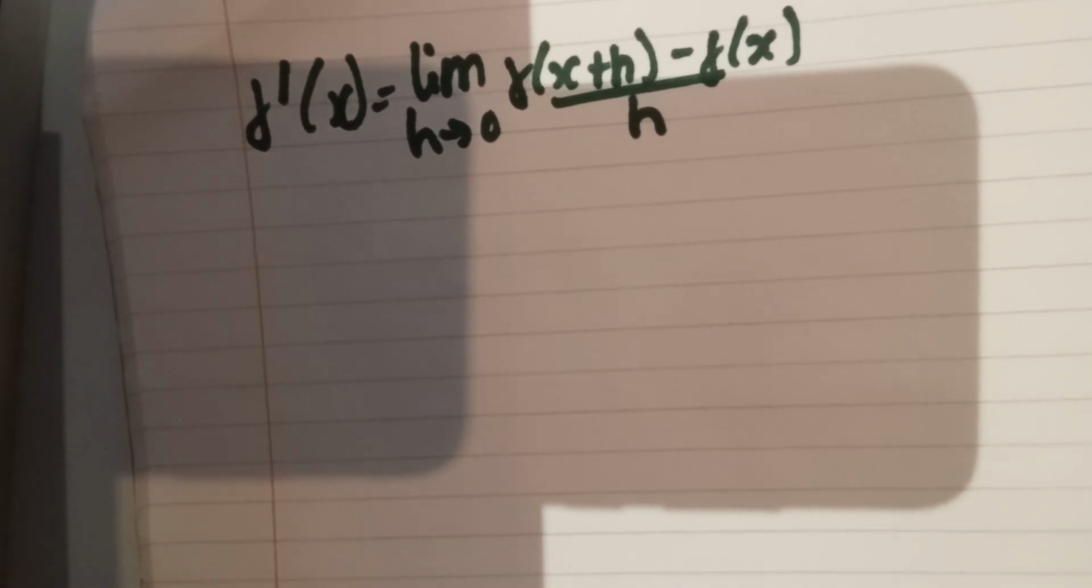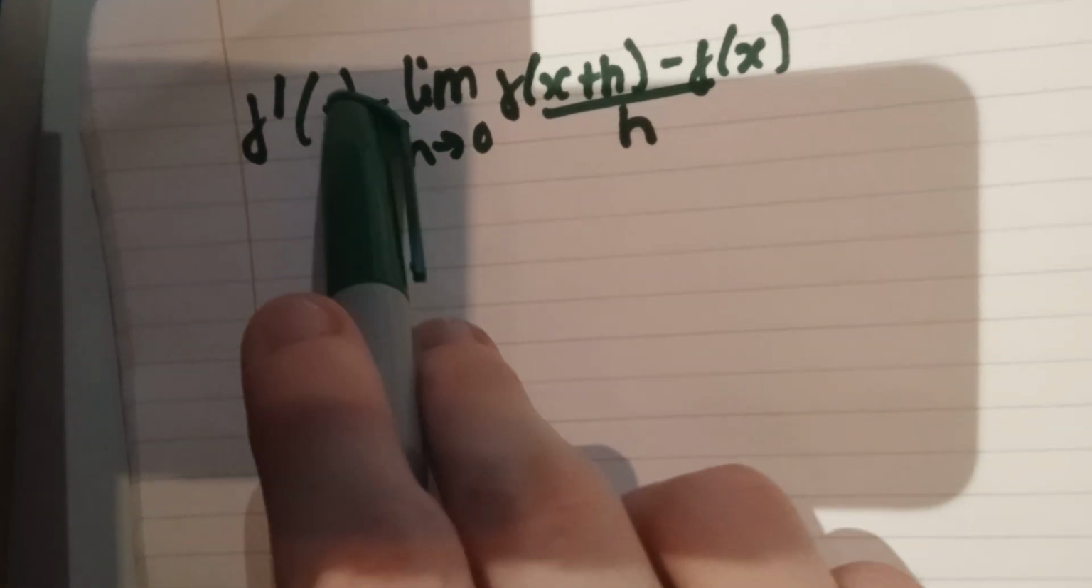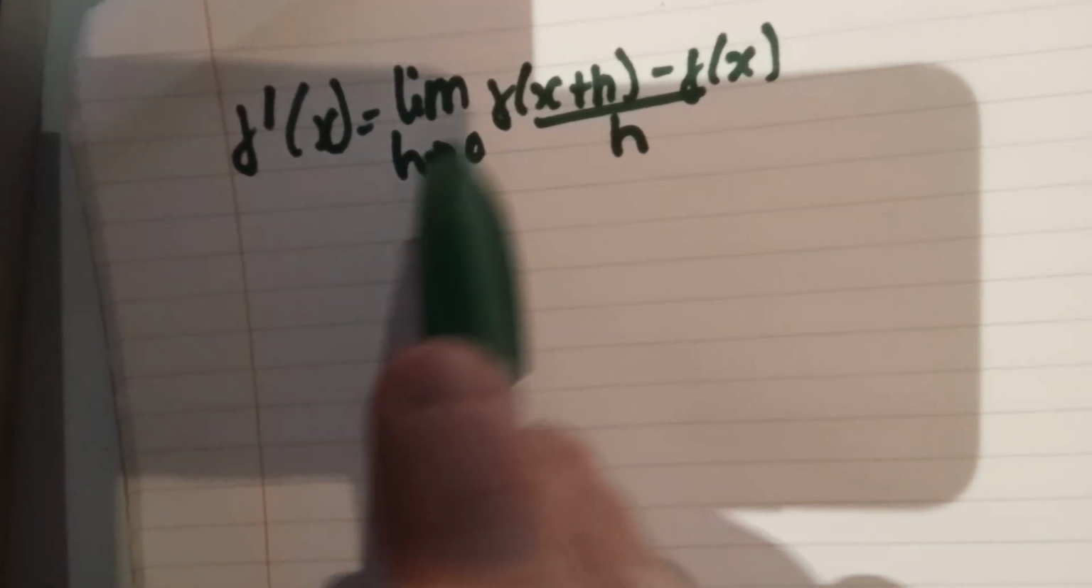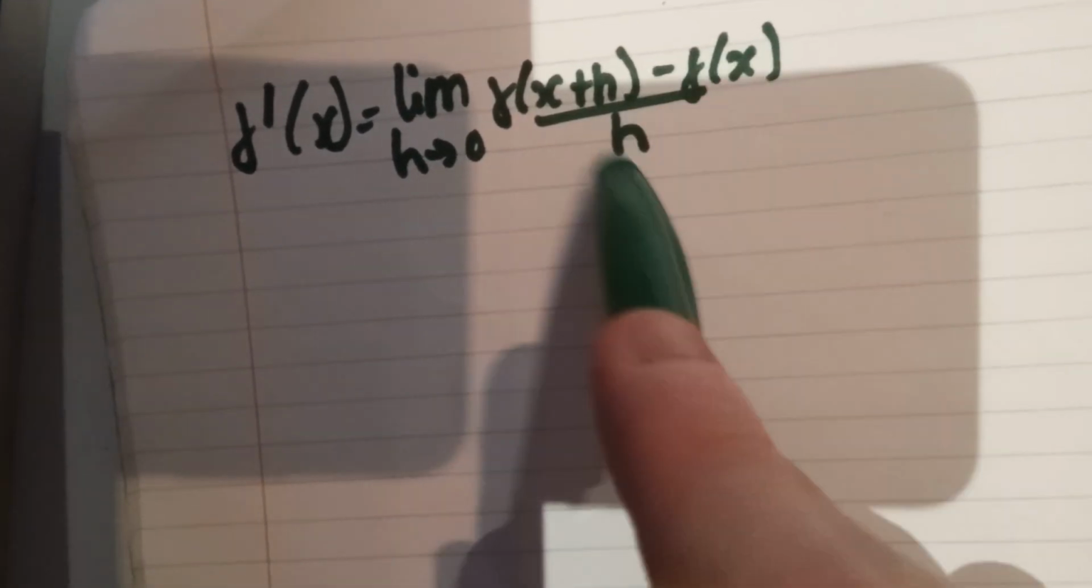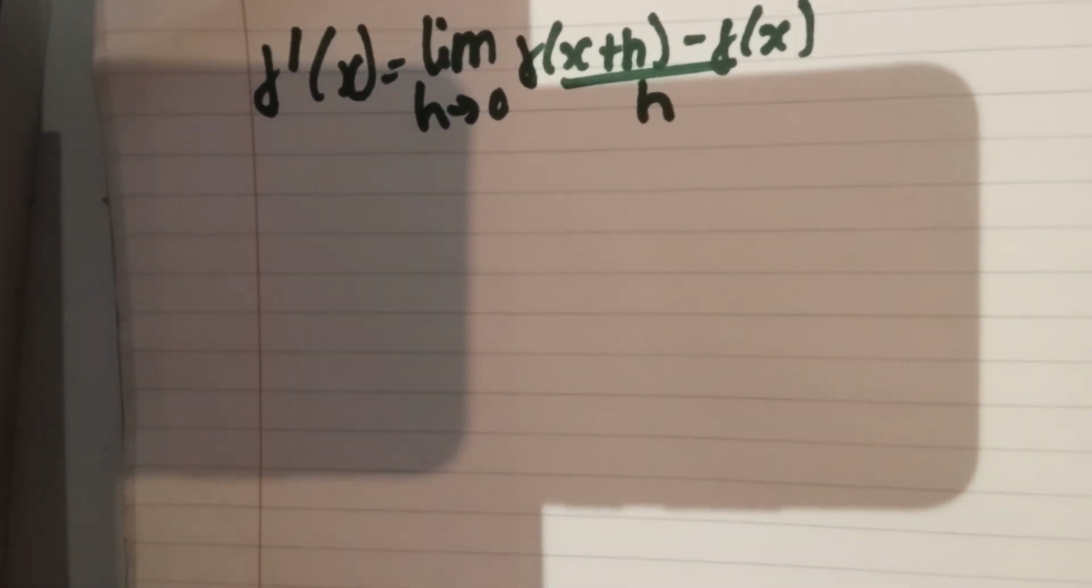In today's video, I'm going to teach you how to differentiate from first principles. Whenever you're differentiating from first principles, you have to use this equation that says that the derivative is equal to the limit as h approaches 0 of f of x plus h minus f of x over h. You just need to remember this formula and memorize it off by heart.